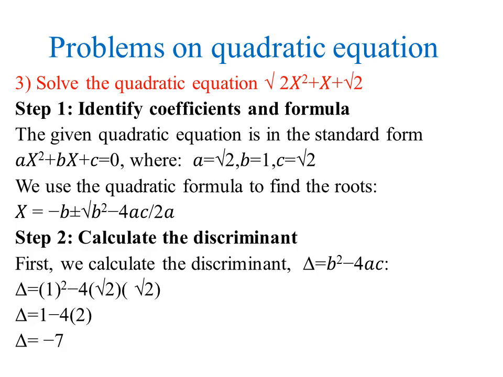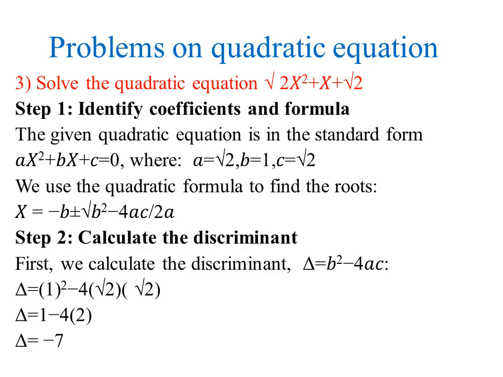Welcome to the next problem, that is, solve the quadratic equation root 2x square plus x plus root 2. This problem can be solved in steps. In step 1, we have to identify the coefficients and the formula. The given quadratic equation is in the standard form ax square plus bx plus c is equal to 0. Here a is equal to root 2, b is equal to 1 and c is equal to root 2.